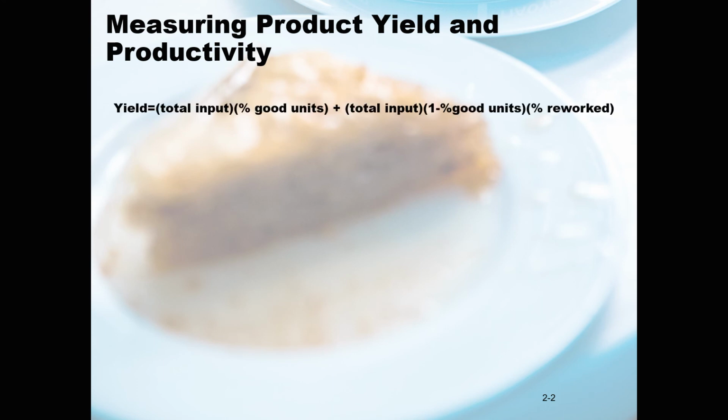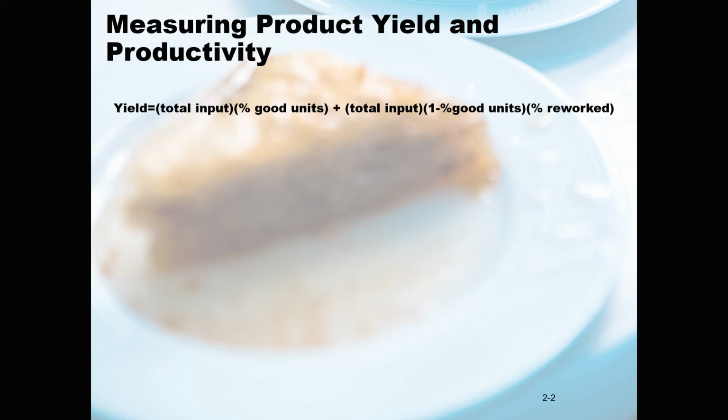So yield is the total number of inputs, and this is the total number of units started in a process. That number is going to be multiplied times the percentage good units. Now this is the percentage of units that come out of the initial process that meet quality specifications.